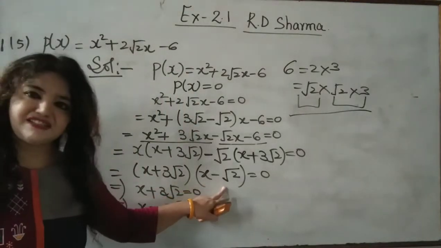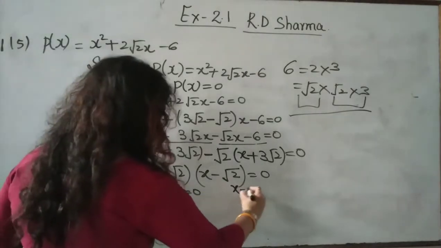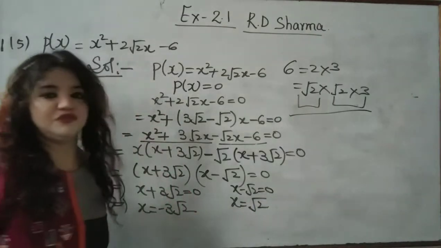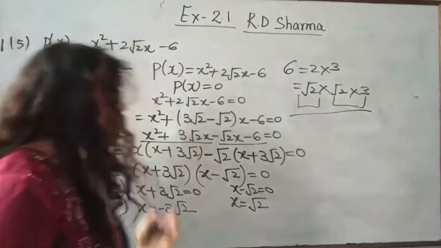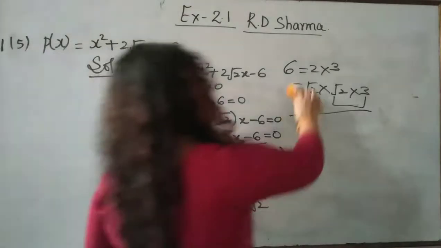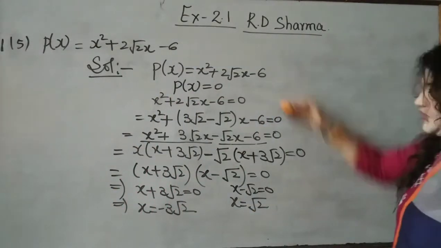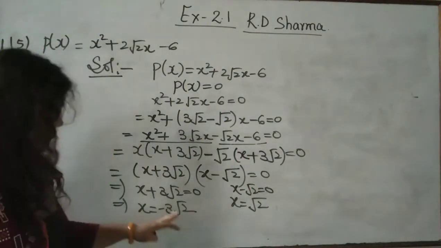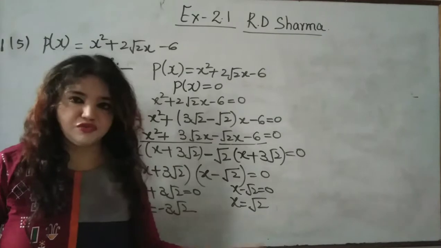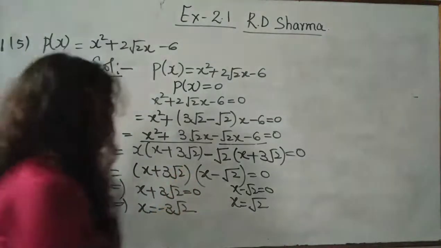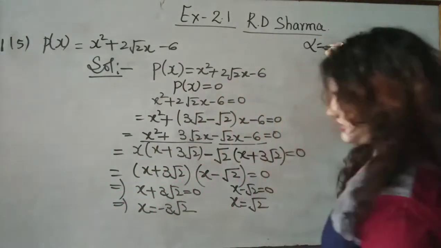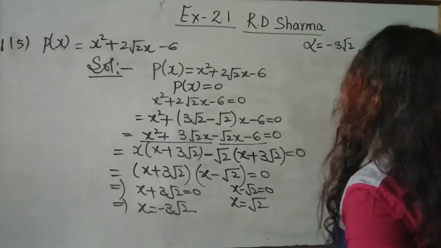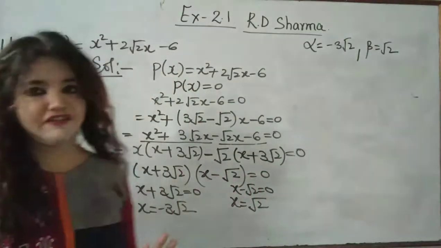Okay. Now we will take this. This is equal to 0. x minus root 2 is equal to 0. So that means x is equal to root 2. x is equal to root 2. So now we will assume alpha we have calculated. Alpha is minus 3 root 2 and beta is root 2. These are the two zeros of this polynomial. Alpha is equal to minus 3 root 2 and beta is equal to root 2. Okay, so zeros we have found out.